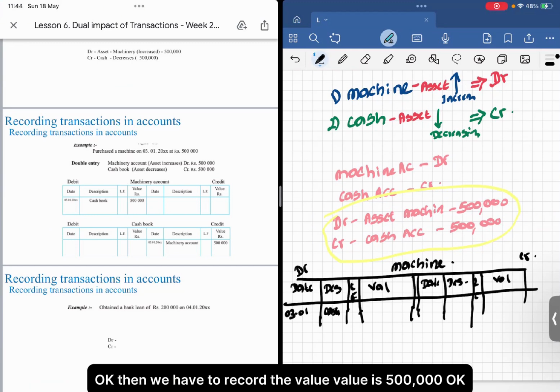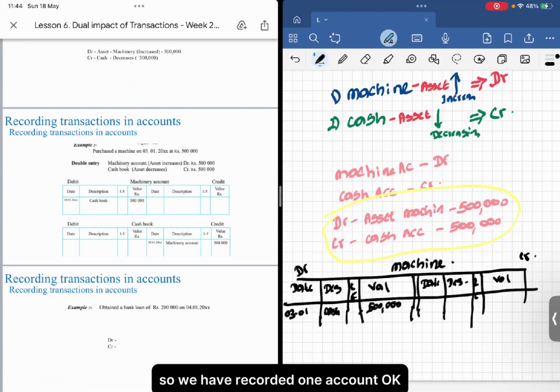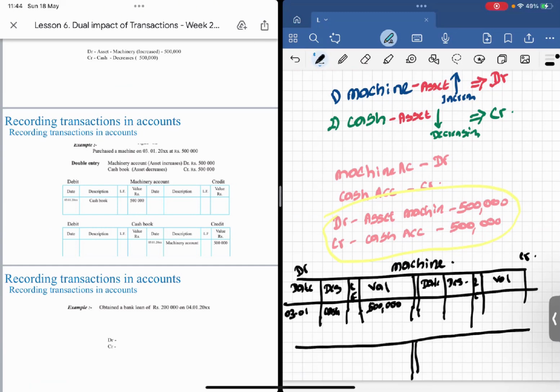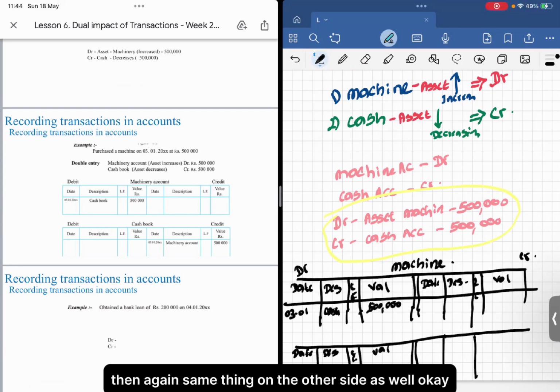Okay, then we have to record the value. Value is 500,000. Okay, so we have recorded one account. Then the other account, we have to record the date, then description, then ledger folio, value, then again the same thing on the other side as well.